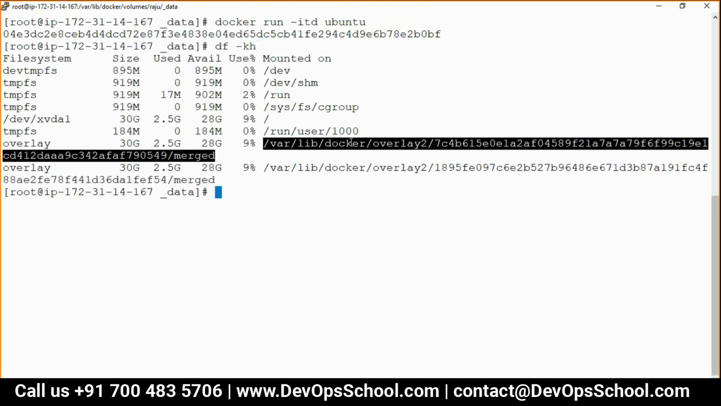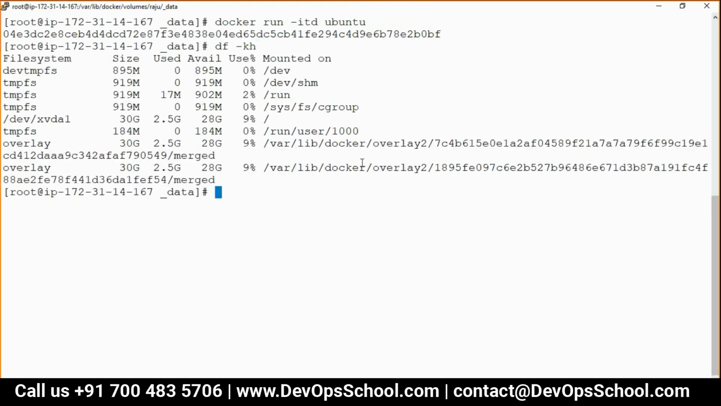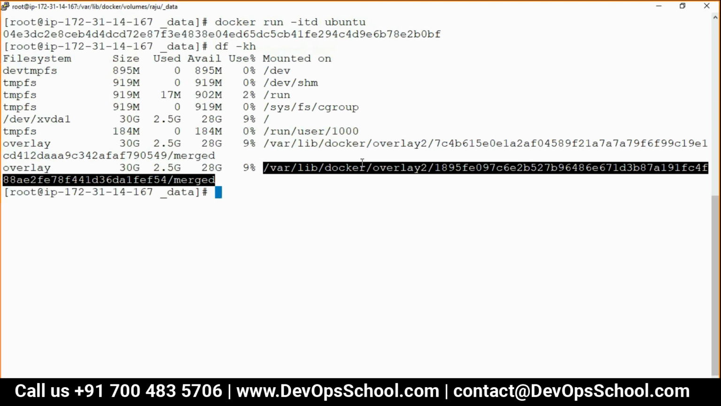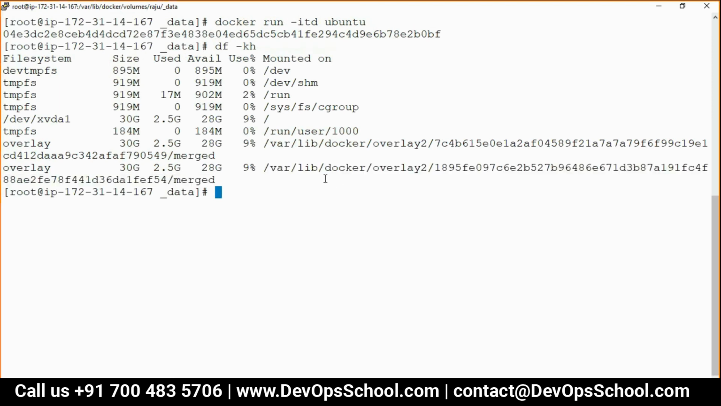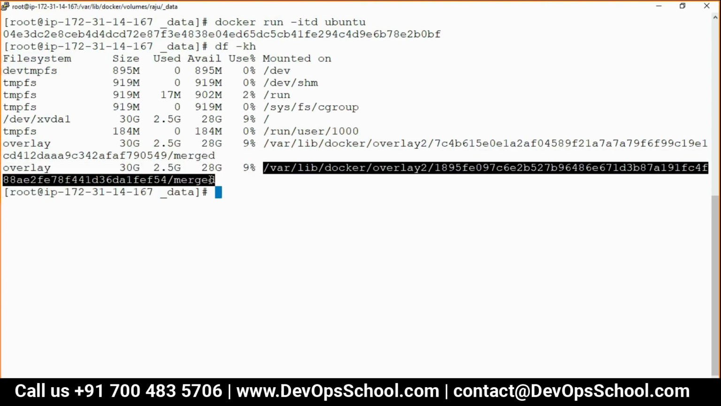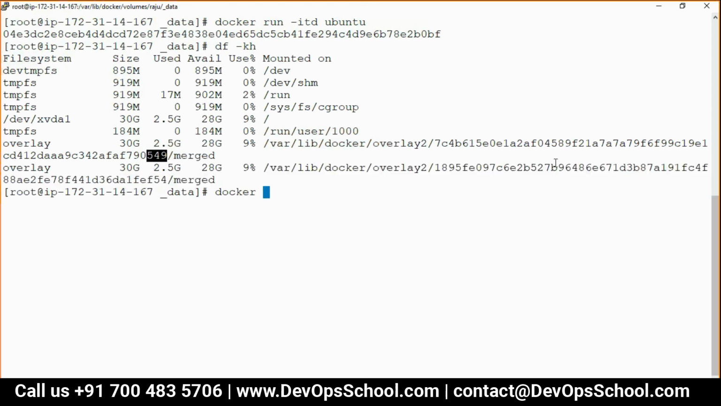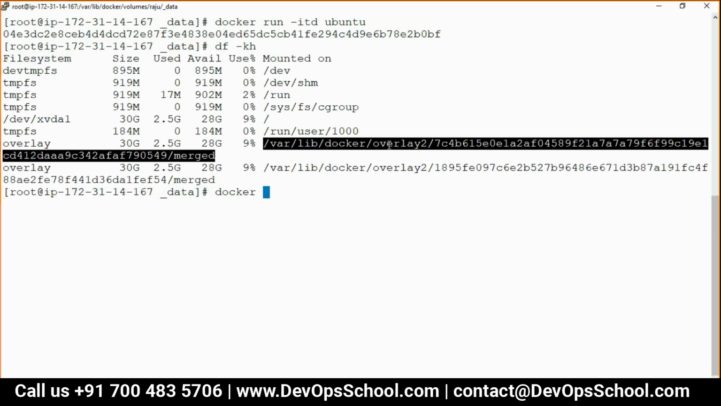See? One container, one mount. Two containers, two mounts. 100 containers, 100 mounts. Now, this is the two things. Anything you write inside a container, you'll get in two places, but in the same file system. This is the difference. So first I will do this.